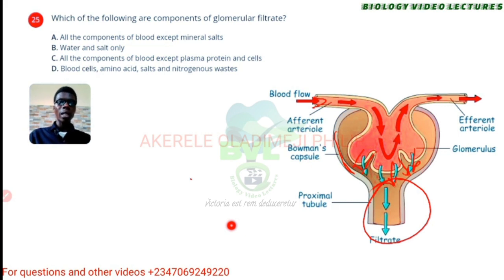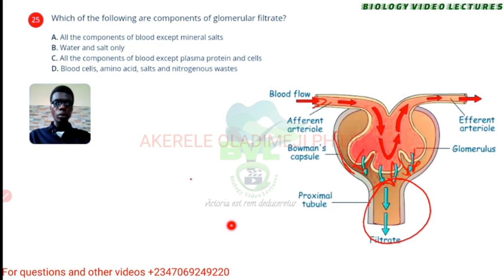It says, which of the following are components of glomerular filtrate? All components of blood except minerals? No. Blood and water only. Sorry, water and salt. That looks more like it. All the components of the blood except plasma protein. No. Plasma protein can... No. Then blood cells. No. Amino acid, salt, and nitrogenous waste.